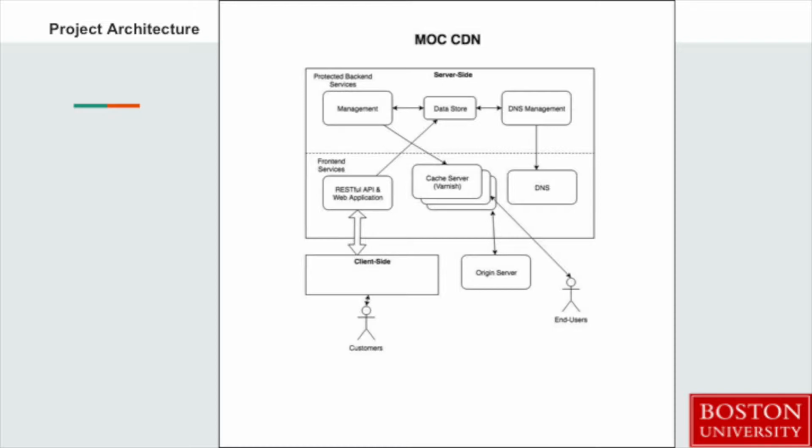Now let me go through our project architecture. Our CDN system is basically divided into two parts, the front-end and the protected back-end service. In the front-end, we have our web application running on our web server, which we implement using the Flask framework. Clients will register and authenticate their identity via our web service portal and manipulate their CDN-hosted websites. Also, we have a DNS interface to redirect clients' DNS query requests into our customized DNS management service, where we can implement our own load balancing algorithms.